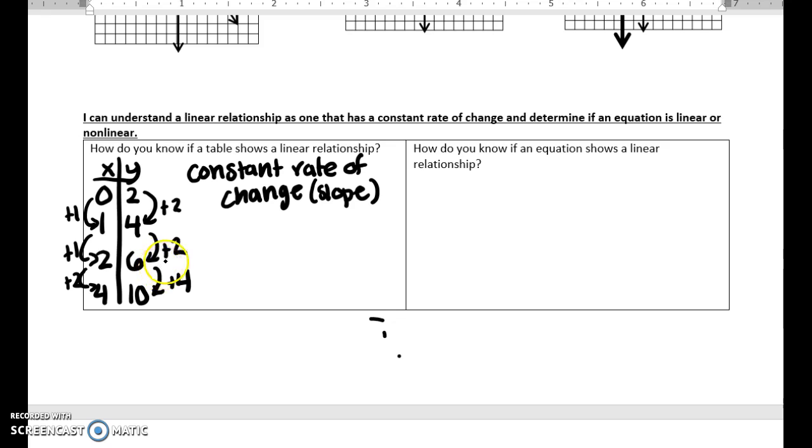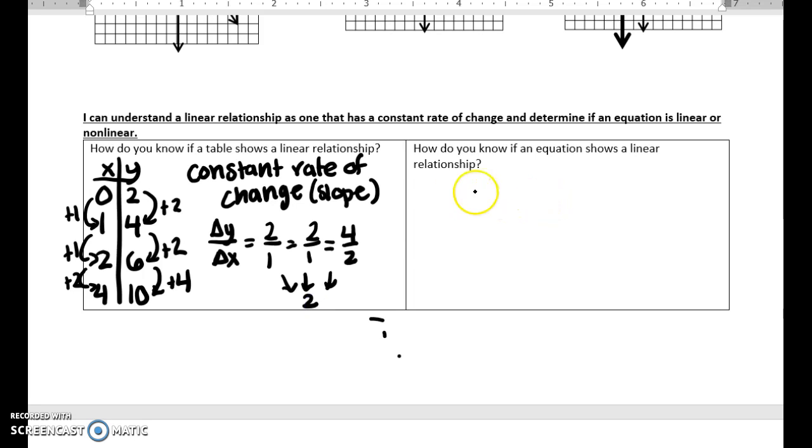As long as the ratio here of these patterns, the ratio being that rate of change, the change in the y over the change in the x, stays the same between all of your sets of points, then that would be a linear relationship. So 2 over 1 is the same as 2 over 1 is the same as 4 over 2. All of these are equal to 2, so this is linear.